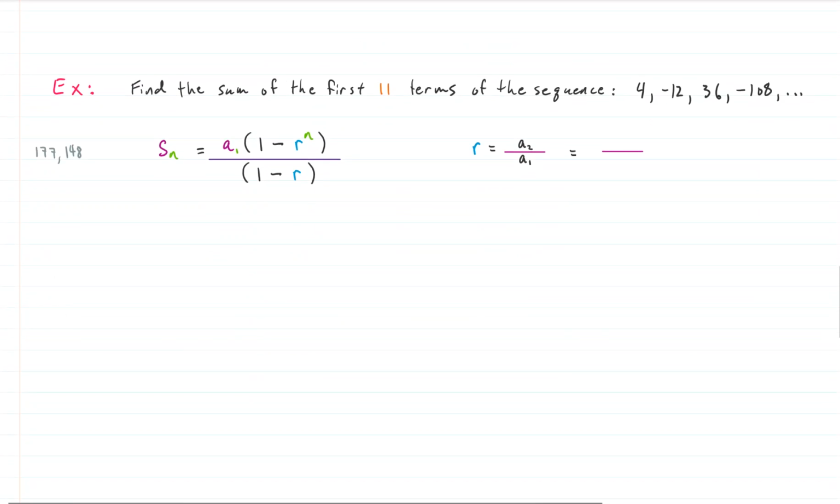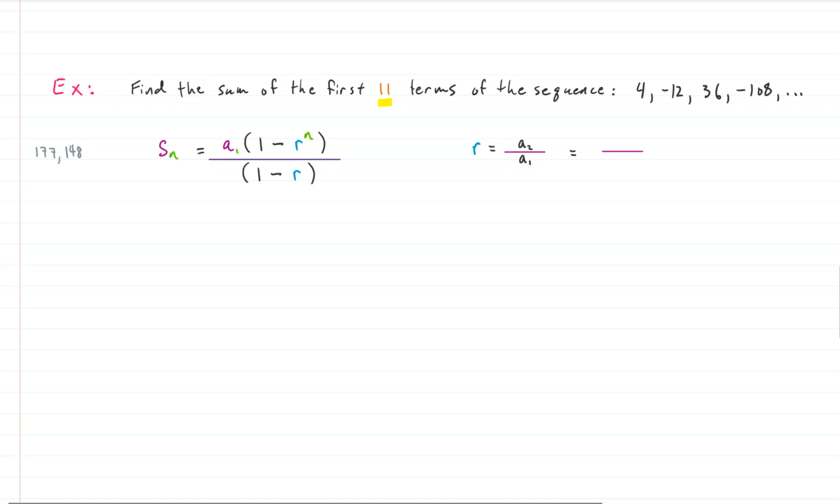Let's do an example. Find the sum of the first 11 terms of the sequence 4, -12, 36, -108, and so on. And we have our definition for the nth partial sum. The first thing we want to do is find the common ratio, because we can't really do anything without that.